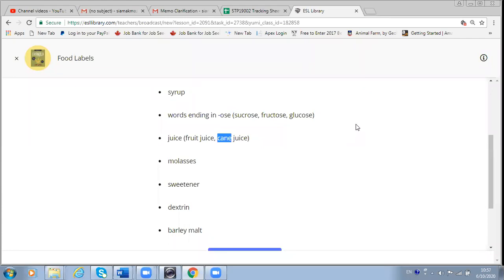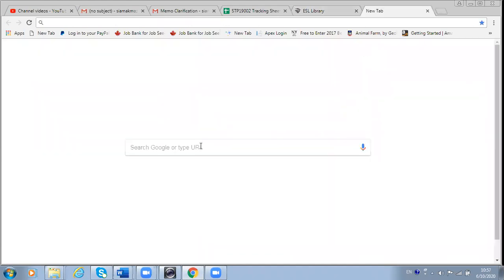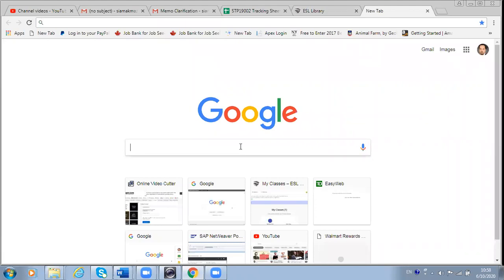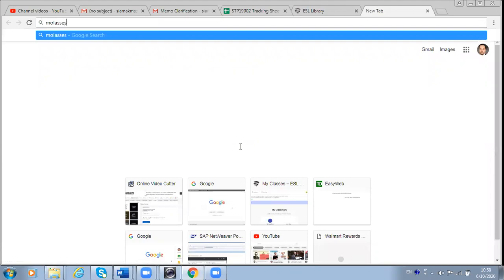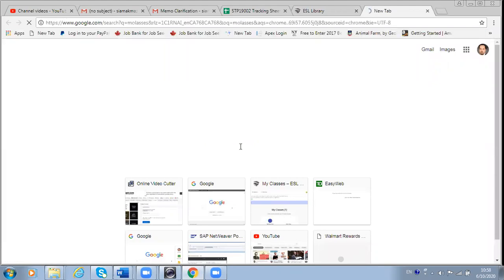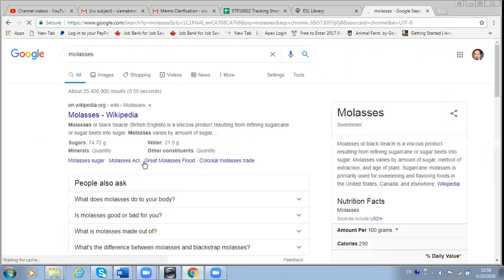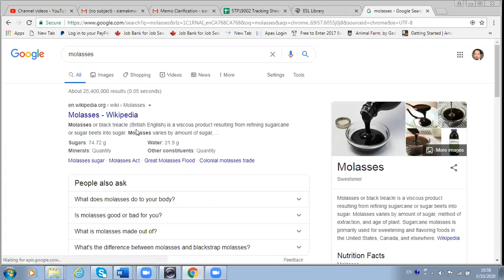It's a product of beer when they want to produce beer. Very good. They use it as a kind of... let me see what they say about molasses. I'm not sure how to explain it. Molasses or black treacle in British English is a viscous product resulting from refining sugar cane or sugar beets into sugar. So molasses varies by amount of sugar. There are different kinds of molasses. You have the picture. These are molasses. It's quite very sweet, so it's a kind of sweetener as well.